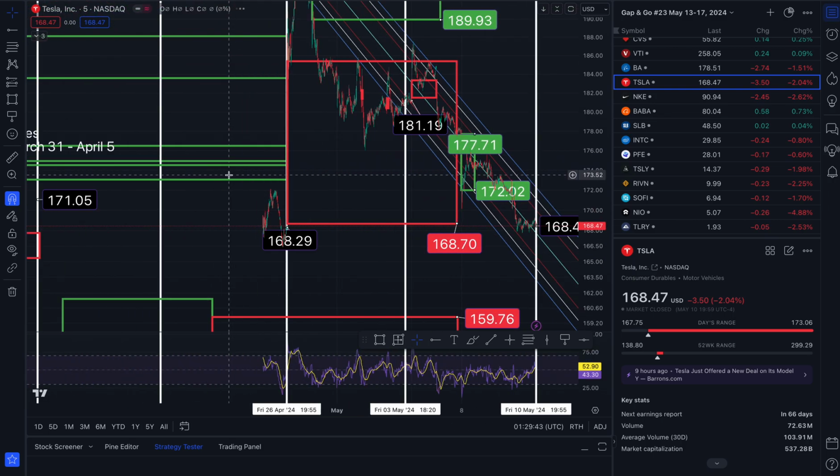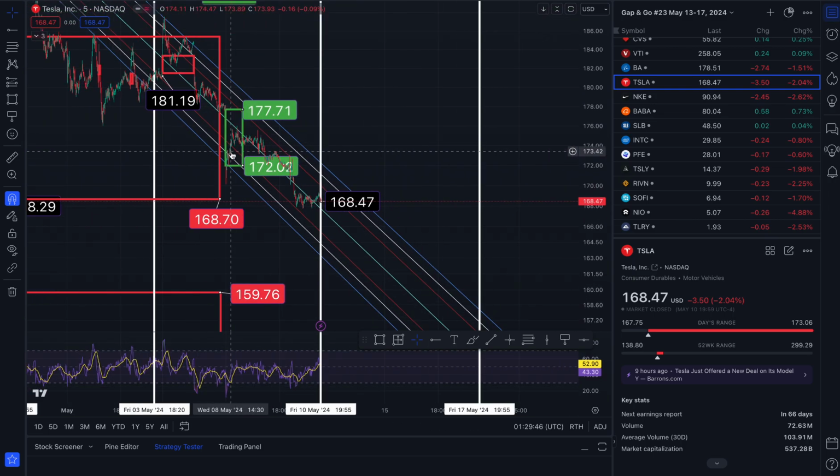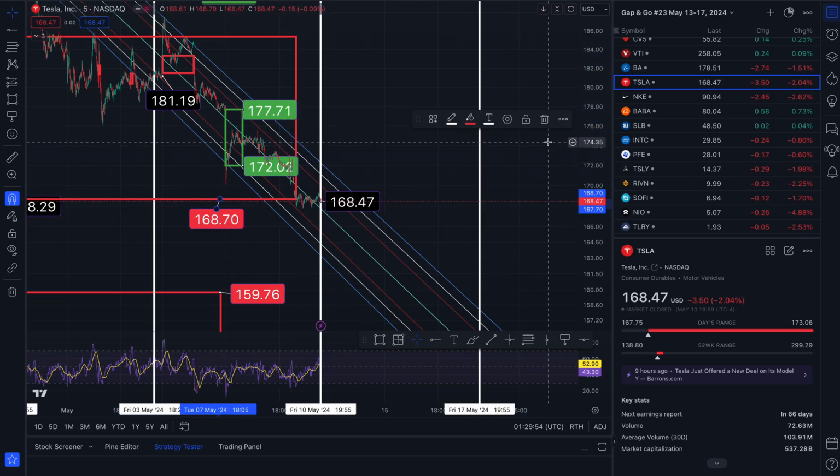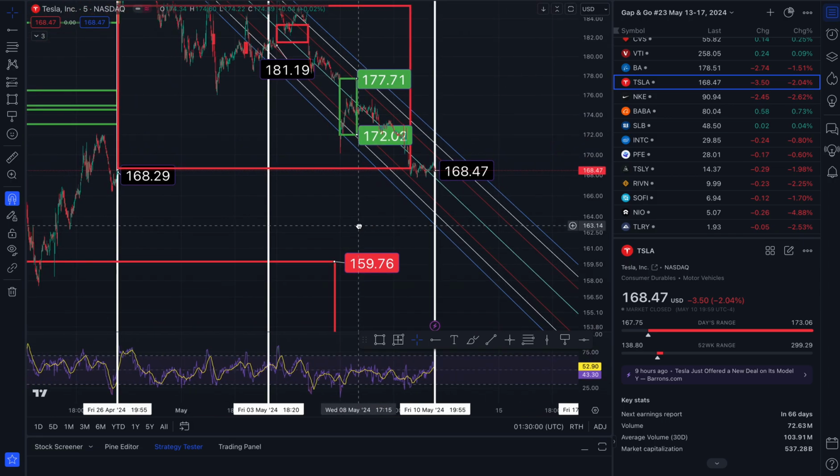This gap to the south side is a carryover, and look at that. Touched right here on Friday. So if you played it to the downside and shorted, congrats, 168.70.